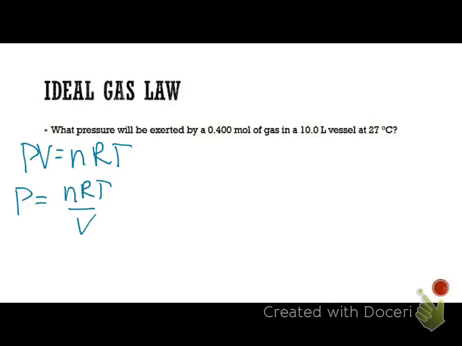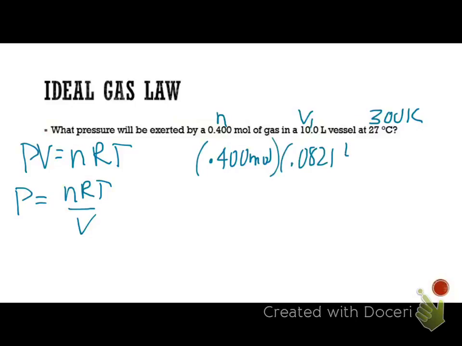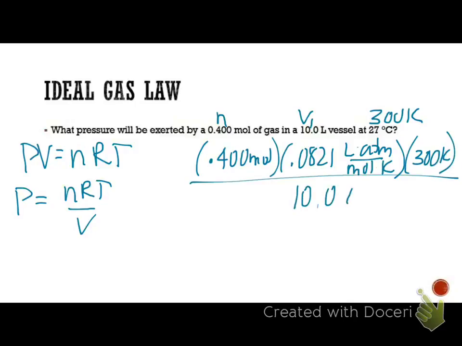First things first, convert to Kelvin so that you don't accidentally put Celsius in there. All right, and then this is V, and this is n. So now plug and chug. Throw it all in there and put it in your calculator. So we have 0.400 moles, our R value, 0.0821 liter atmosphere per mole Kelvin, 300 Kelvin, divided by 10.0 liters.